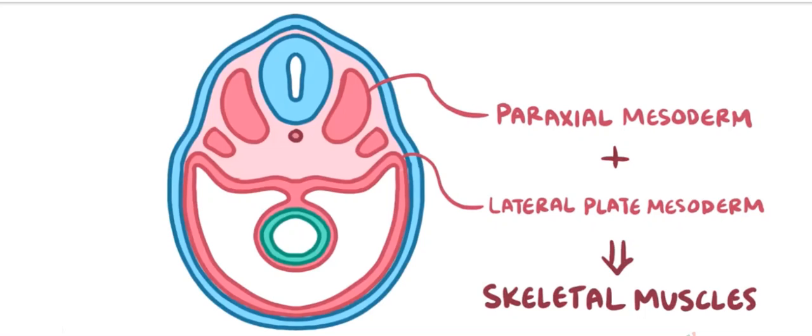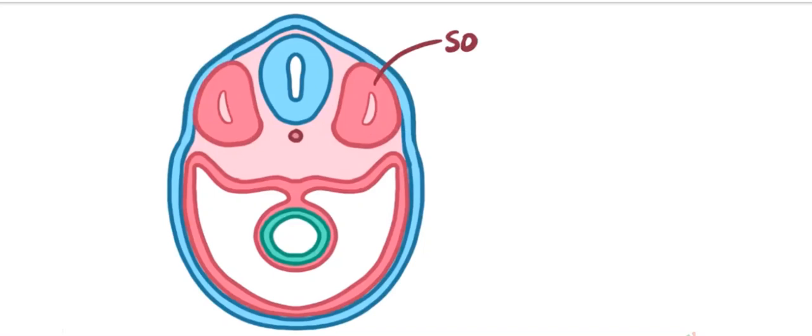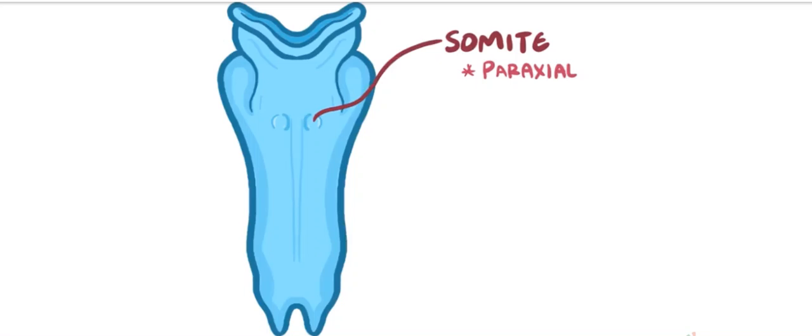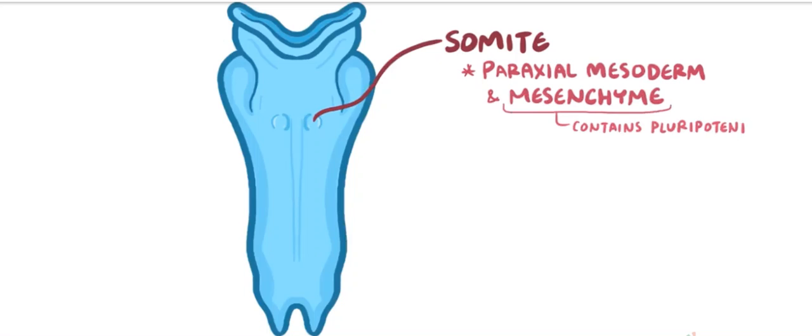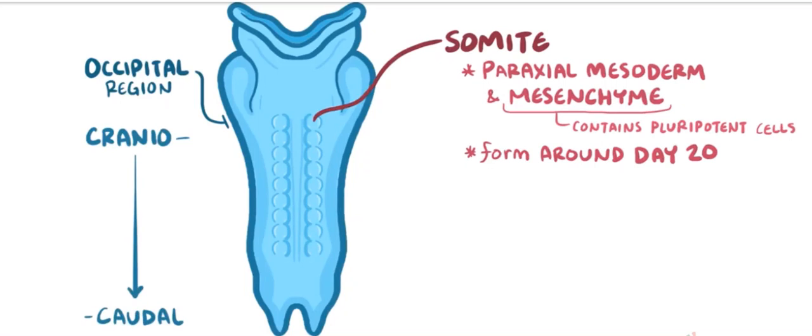But before the mesoderm cells develop into skeletal muscle, they first organize into cell blocks called somites. Somites arise in pairs from a combination of paraxial mesoderm cells and mesenchyme, which is a soupy fetal tissue containing pluripotent cells. Around day 20 of development, somites start to form in the occipital region of the embryo, at the base of the head. Somites continue to form in the craniocaudal direction, going from the head to tail end of the embryo, with about 3 pairs forming each day.